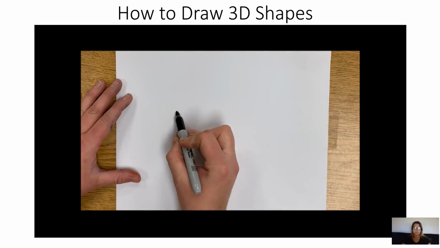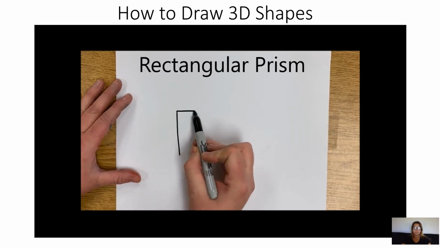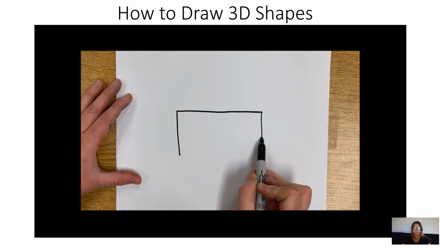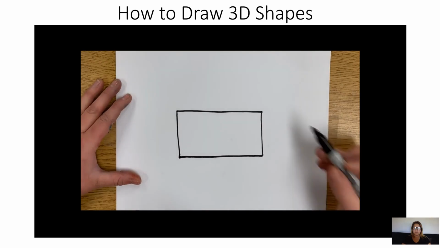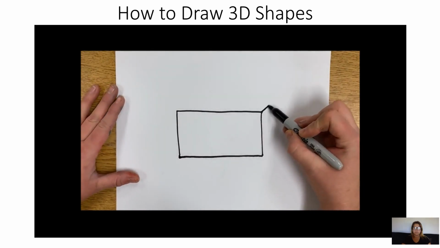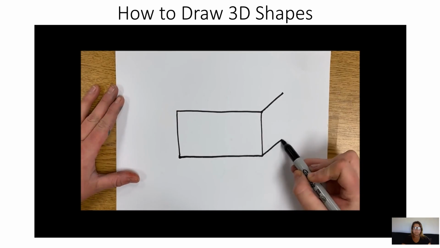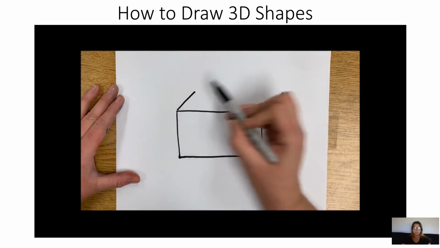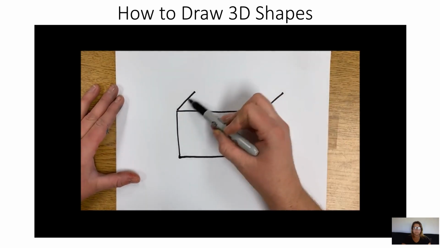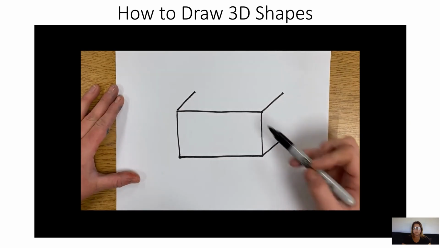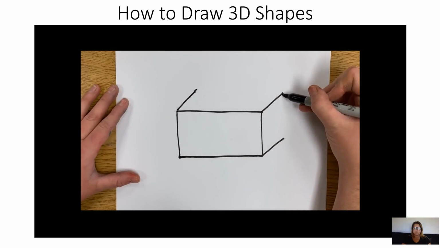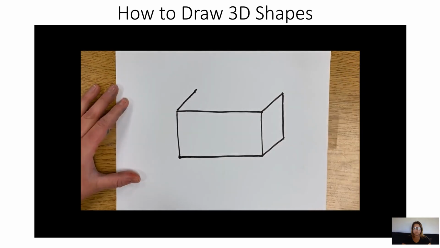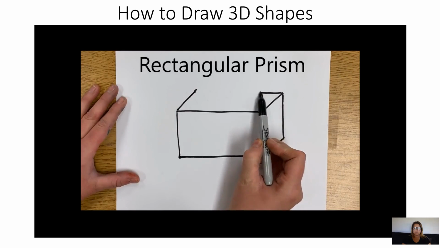Finally, we're going to do a rectangular prism. Rectangular prism is just like a cube, just starts off as a rectangle. And then we do three diagonal lines from this corner, and this corner. And again, notice they all go up and to the right, all about the same length. To finish it, we simply connect straight up and down here, straight side to side here.